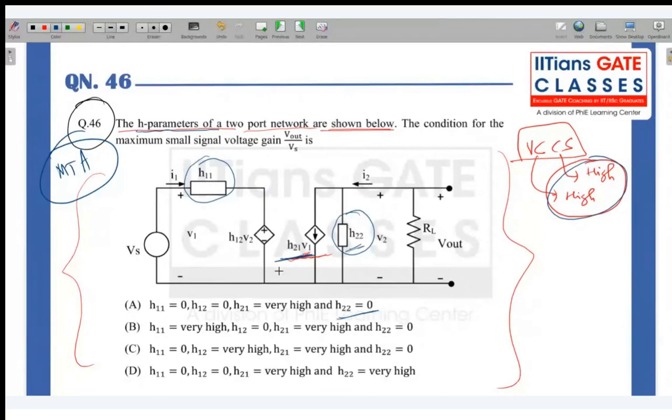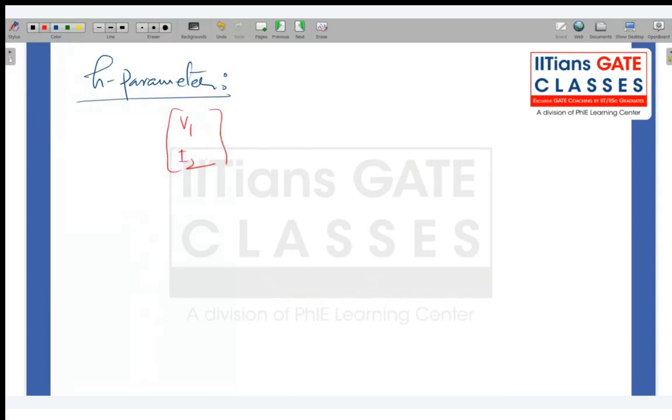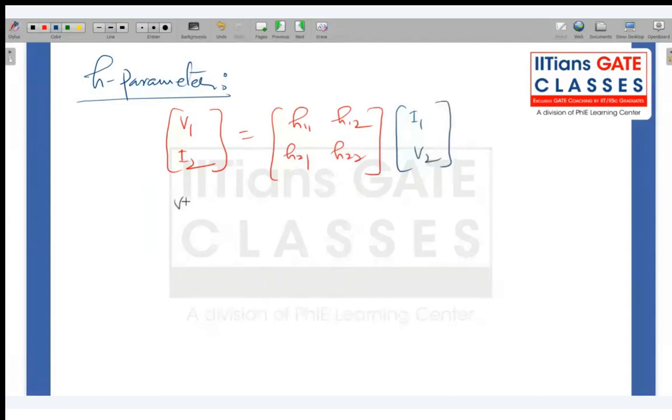So what is the H parameter? First of all, we have to discuss the H parameter. We call it hybrid parameter, right? Hybrid means we take V1 of the input port, and here I2 as the output port current. It is given as H11, H12, H21, H22. Now here we will take I1 and this would be V2. That's it. So now we write V1 equal to H11 I1 plus H12 V2, right?